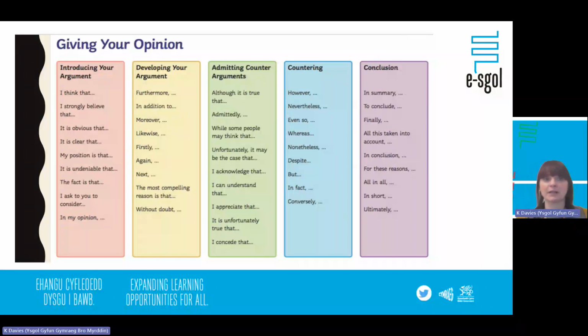So some ideas here when it comes to giving your opinion. You've got a little mat here that you could potentially look at. So how to introduce your argument, developing your argument, admitting a counter argument, countering then the counter argument, and your conclusion. It would be perfectly fine for you to have a look at this, maybe attempt to write some responses using this to help you structure. So you've essentially got your introductory paragraph, your development paragraph, your admitting counter-argument paragraph, you countering those views, and then your conclusion.